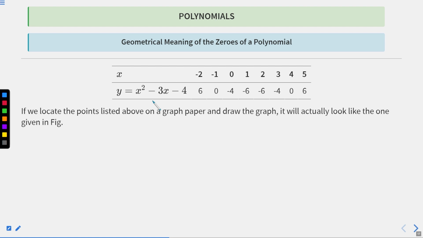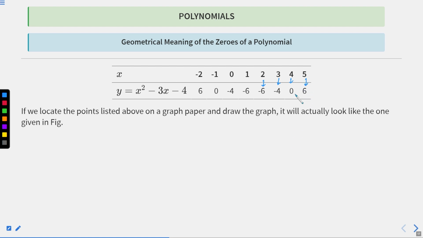Okay, and when x is equal to 0, then we'll get the corresponding value of y is equal to -4, and when x is equal to 1, we'll get the value of y is equal to -6, and when x is equal to 2, then we'll get the value of y is -6, and when x is equal to 3, then we'll get the value of y is equal to -4, and when x is equal to 4, then we'll get the value of y is equal to 0. Okay, and when x is equal to 5, then we'll get the value of y is equal to 6.